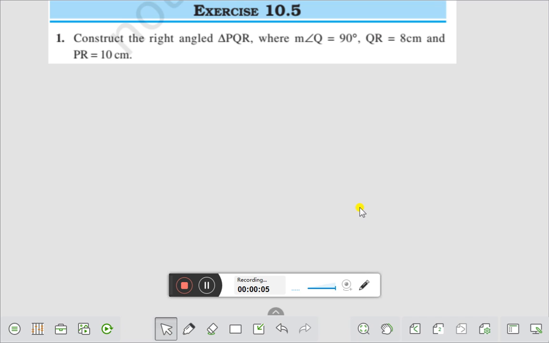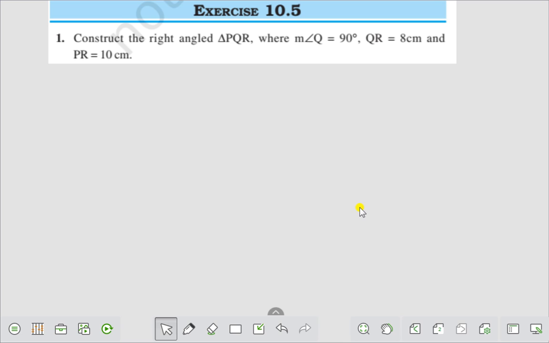Hello everyone. Today we shall discuss exercise 10.5 question number 1. Here, construct the right angle triangle PQR where the measure of angle Q is equal to 90 degrees, QR is equal to 8 centimeters and PR is equal to 10 centimeters.